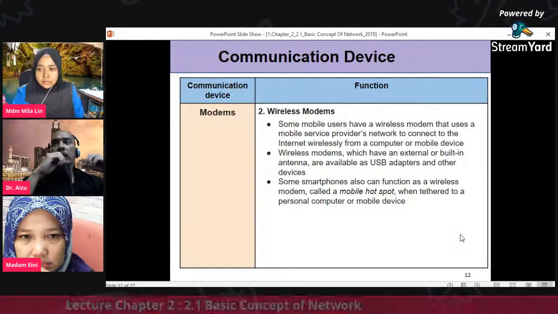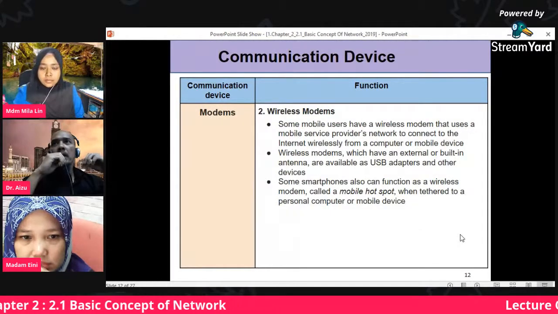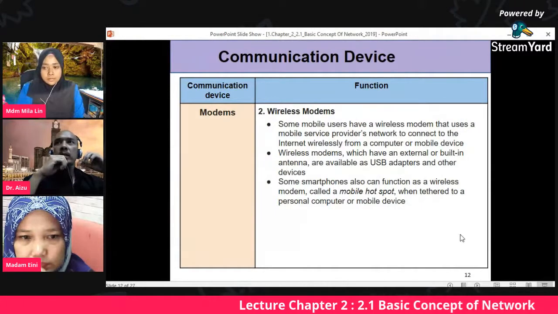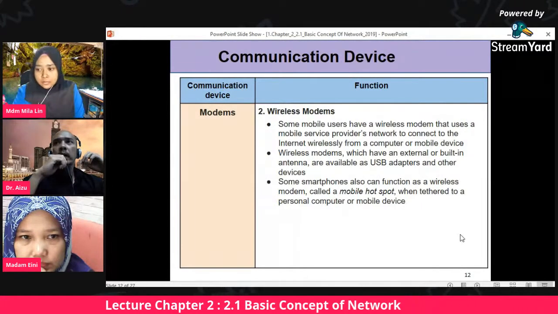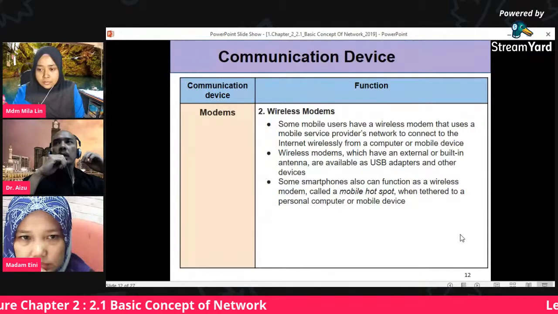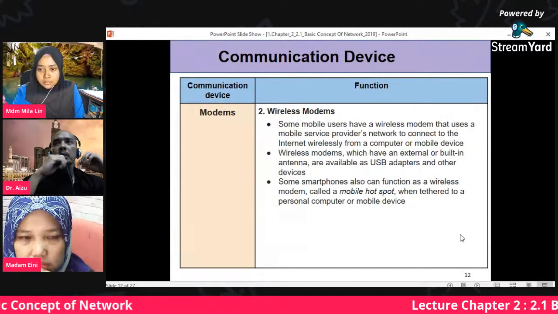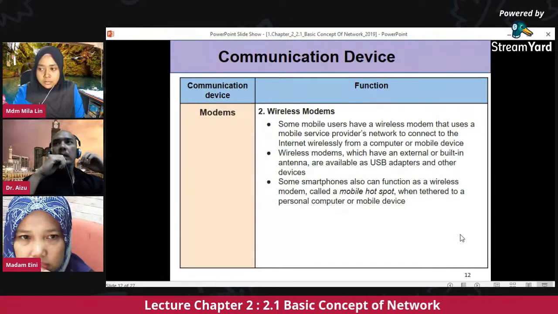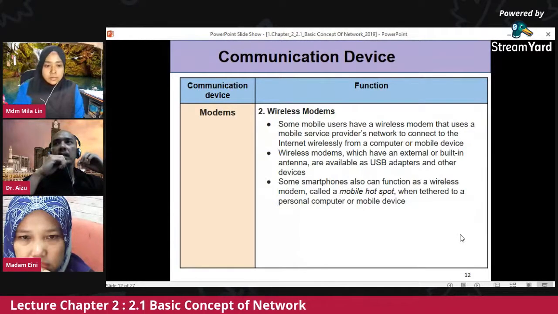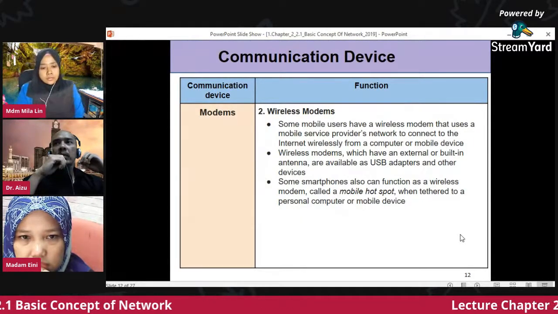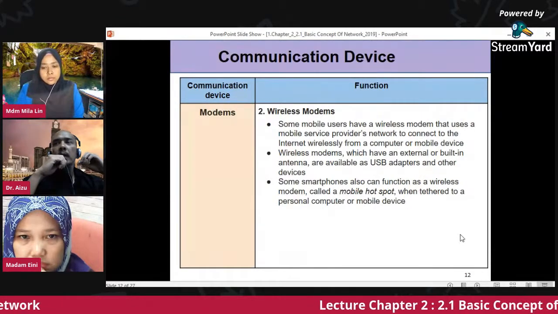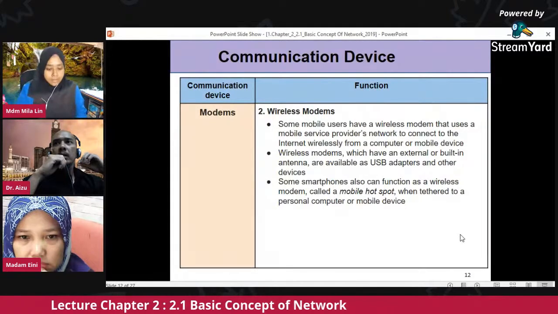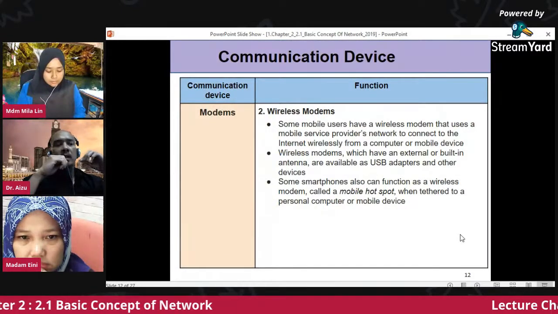The second type of modem is the wireless modem. Some mobile users have a wireless modem that uses a mobile service provider's network to connect to the internet wirelessly from a computer or mobile device. Wireless modems, which have an external or built-in antenna, are available as USB adapters and other devices. Some smartphones also can function as a wireless modem, called a mobile hotspot, when tethered to a personal computer or mobile devices.